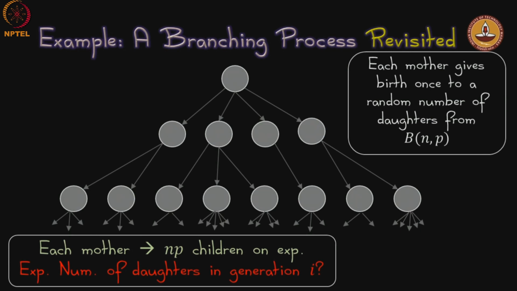So, we also know, for example, if there are k mothers in one generation, in the next generation the expected number is k times n times p. But what we do not know is how to generalize it to an arbitrary generation i. Intuitively, in the first generation there will be np daughters on expectation, and those np in turn will each produce np daughters. So, it will be (np)^2 in the second generation, and so on and so forth. So, in an arbitrary ith generation, intuitively it is (np)^i. We want to make sure that we have a clear formal basis for this intuition.